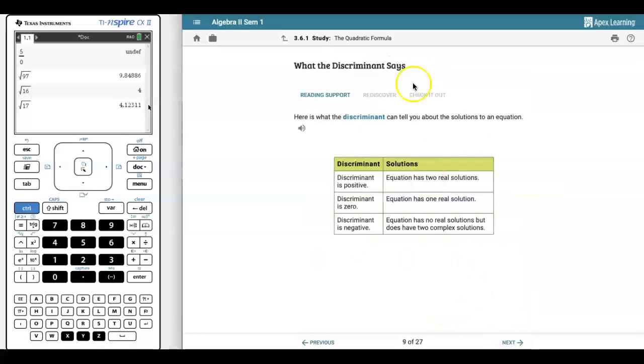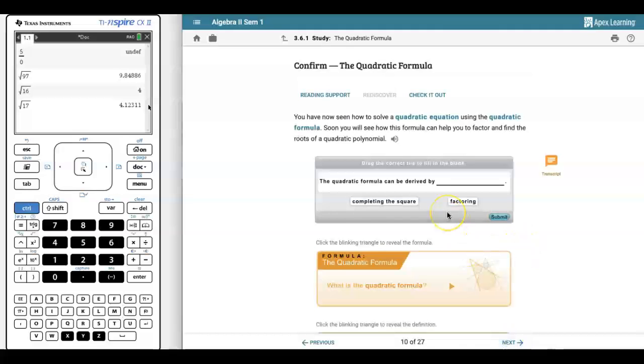So what that looks like here in words: if the discriminant is positive, that b squared minus 4ac is positive, it's going to have two real solutions. If it is 0, it has one real solution. And if it is negative, negative square roots give us these imaginary numbers, which result in two complex solutions there.